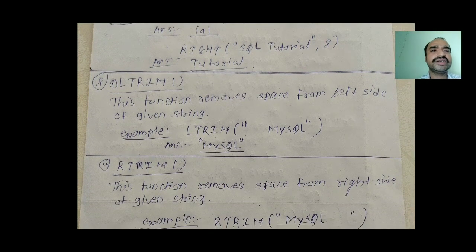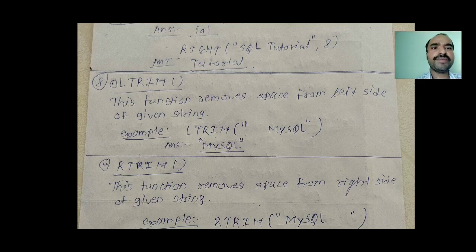The 8th string function is LTRIM. All of you know about trim. Trim means it will remove white spaces from a given string. In case of trim there are 3 types. The first one is LTRIM, the second one is RTRIM, and the third one is TRIM.